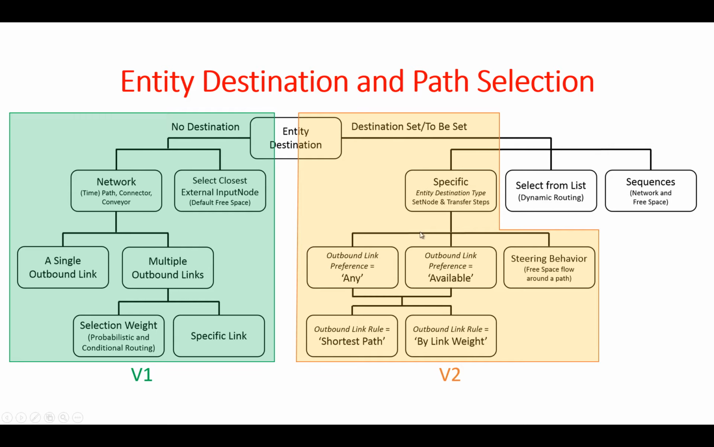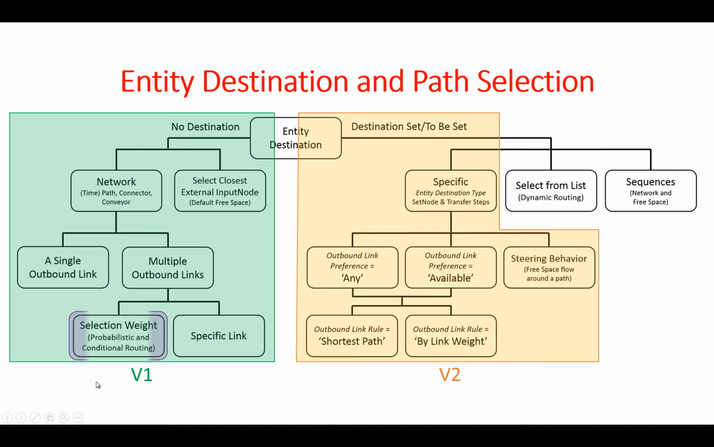We briefly talk about routing using Simio processes and transfer step, and also the steering behavior, which is the free space flow around a path. This is particularly useful in agent-based modeling and specifically for modeling crowd movement.